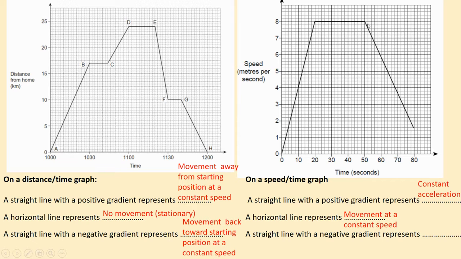And then the last part of the graph here, where we've got a negative gradient, represents constant deceleration. So it's accelerating in the other direction, therefore deceleration at that point. You will also sometimes see a curved line for a speed time graph. This doesn't have a constant rate, so the acceleration is changing over time.